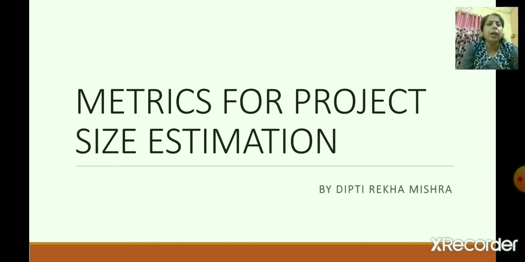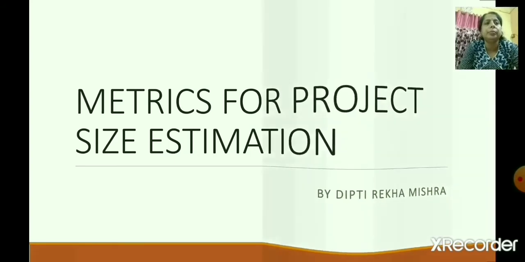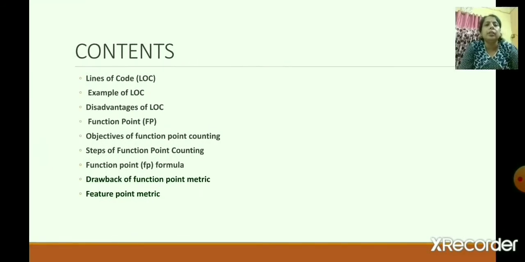In this video, I will discuss two metrics, LOC and FP, line of code and function point metrics, to calculate the size of a project. This video contains line of code, an example of LOC, advantages and disadvantages of LOC, then the function point metric, objective of function point counting, steps of function point counting, function point formula, drawbacks of function point metrics, and the feature point metric.